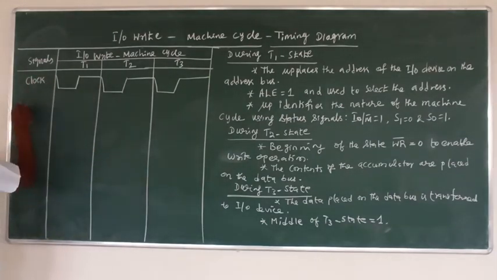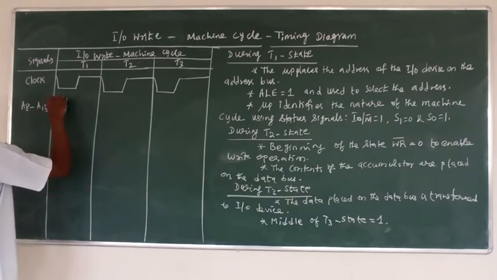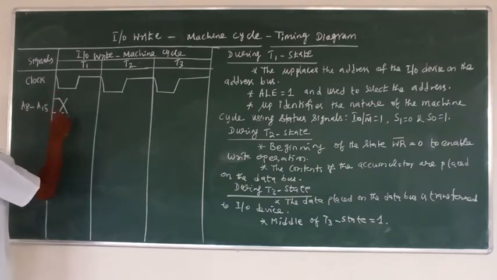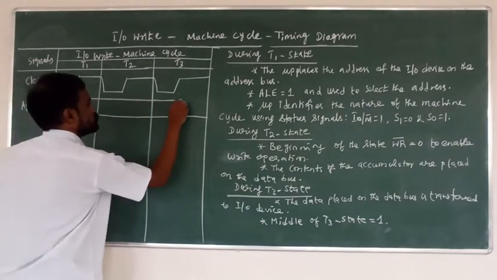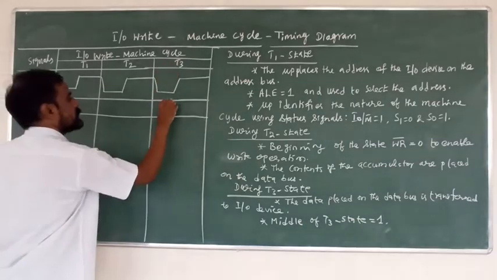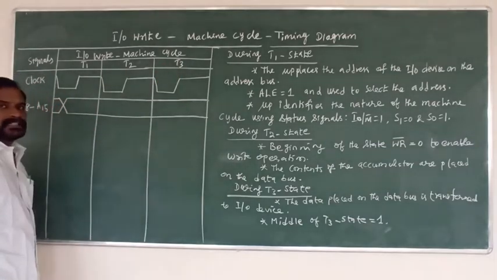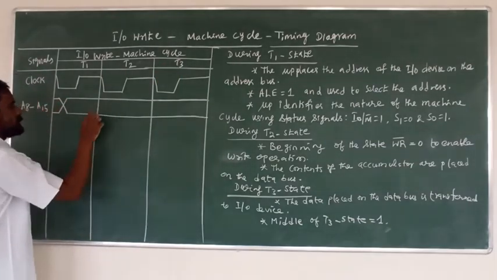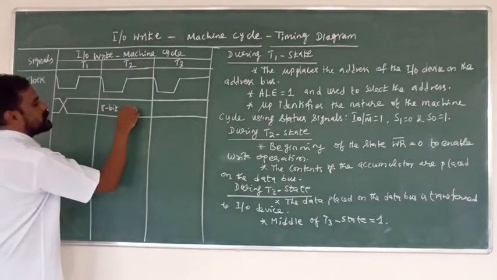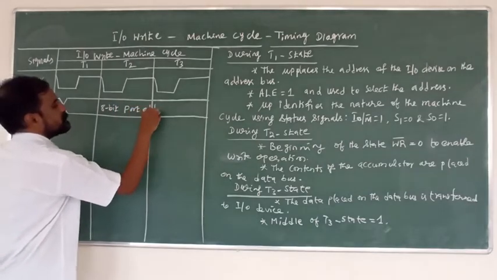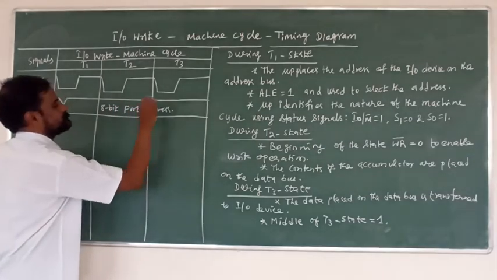This is called the clock signal. And next, the higher order address A8 to A15. For that, you can use two lines, one for the low signal and one for the high signal. It will stay constant throughout the T3 T state. It will select the 8-bit port address instead of a 16-bit address.